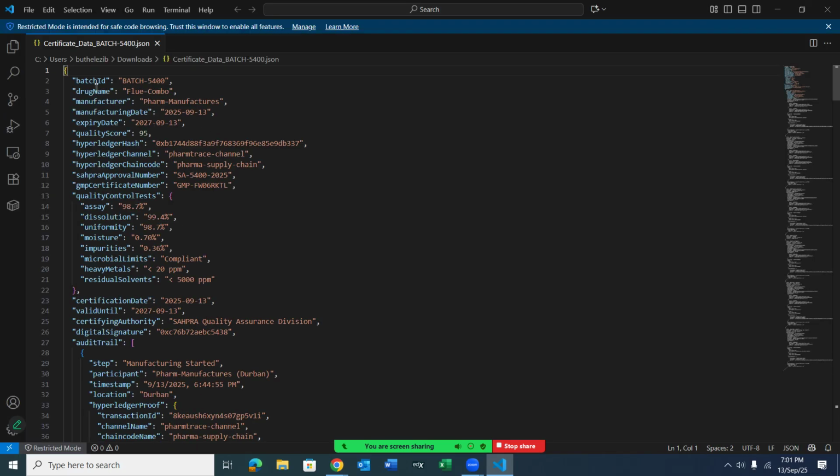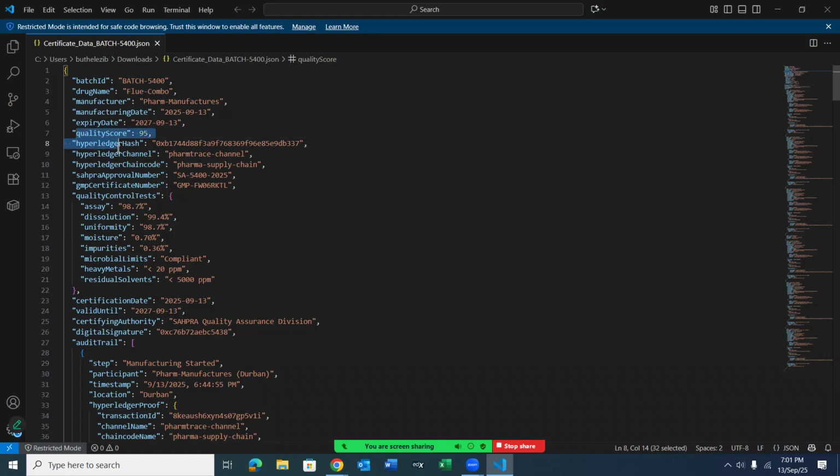It shows the information for the certificate. Again, it's still the same information. The batch number is there. The drug name is there, the flu combo. The manufacturer is the farm manufacturers. The manufacturer date is 2509 on the 13th. The expiry date is 2027. Then the quality score is also there.